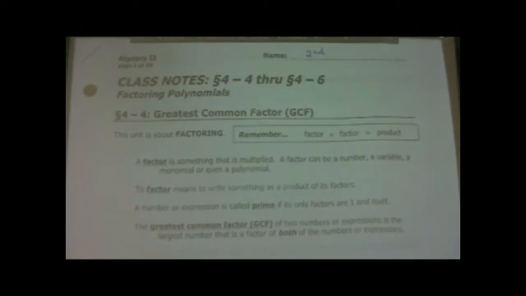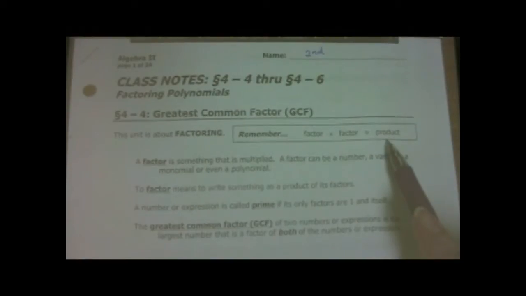So the topic for today is the greatest common factor and factoring out the greatest common factor from polynomials. This entire unit that we're going to be working on is about factoring. And here's what you need to remember about this. A factor times a factor equals a product.